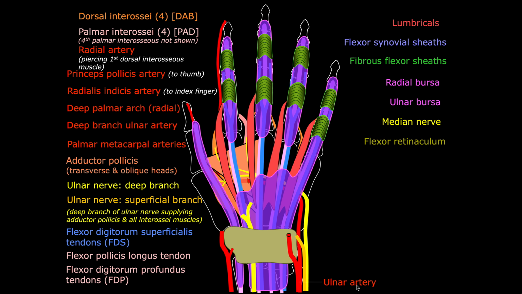And now we are looking at the ulnar artery. That was its deep branch. This is its superficial branch. Remember, the ulnar artery and ulnar nerve, their location is so superficial. At my wrist, a small sharp cut may cause significant damage to these structures.